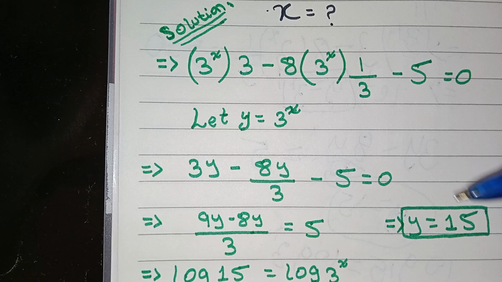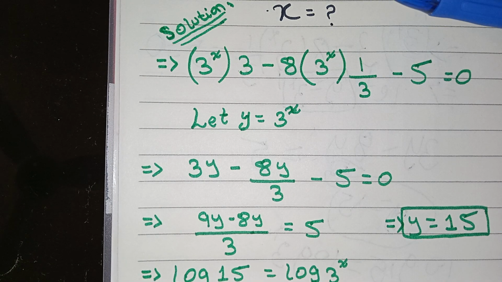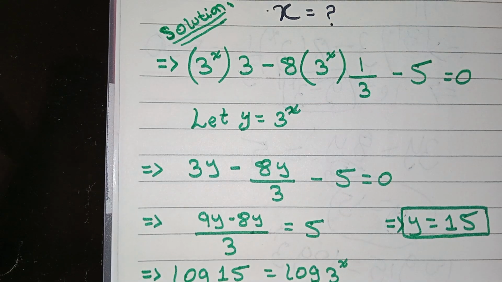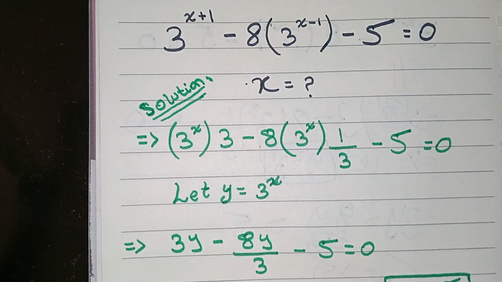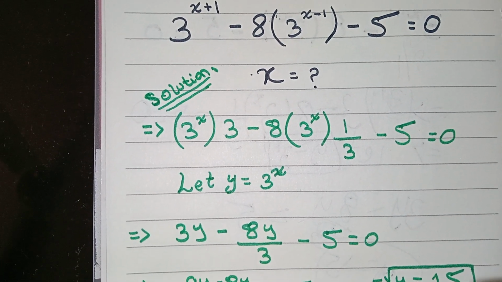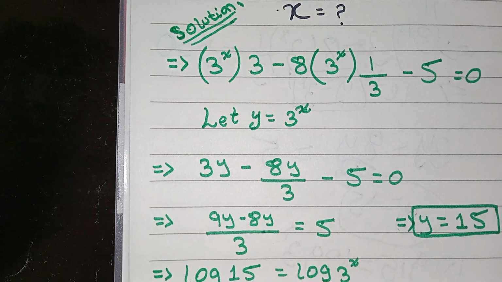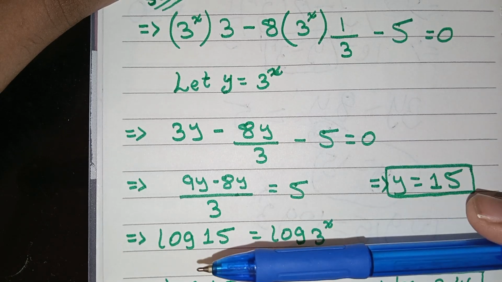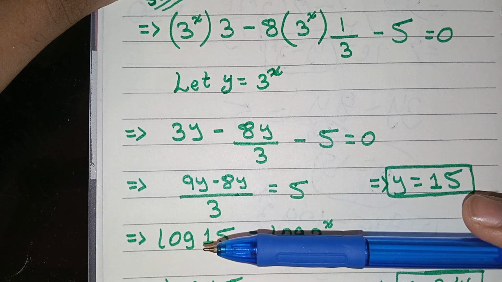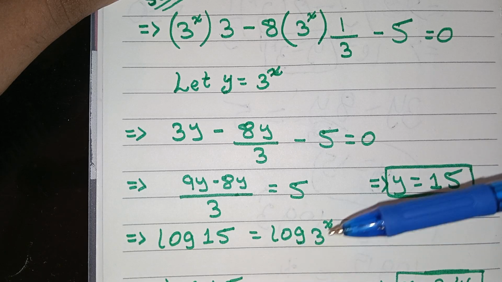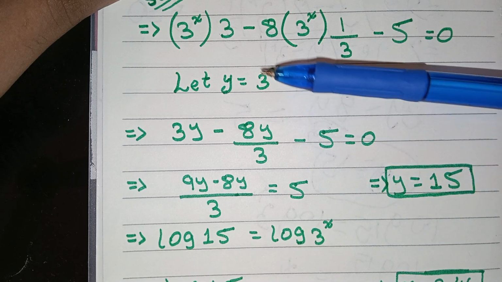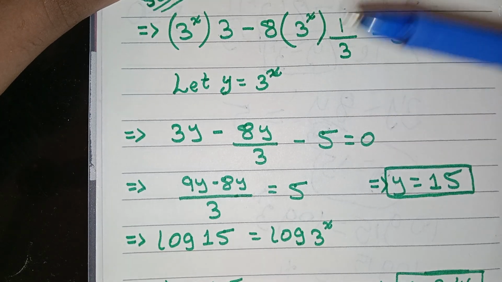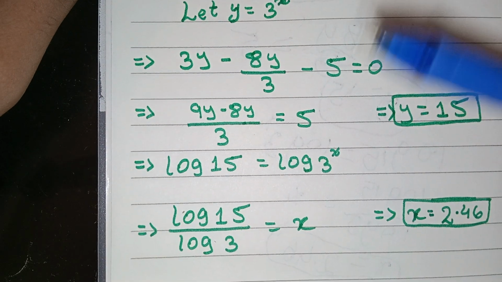This is the value of y, but we have to find the value of the unknown variable, which is x, because as you have seen in the question, the variable they are asking for is x. We have found the value of y. Now it's time to find the value of x. So we will apply log on both sides. Log on both sides means log 15 equal to log 3 to the power x, which we have assumed in our previous step. So log 15 equal to log 3 to the power x.